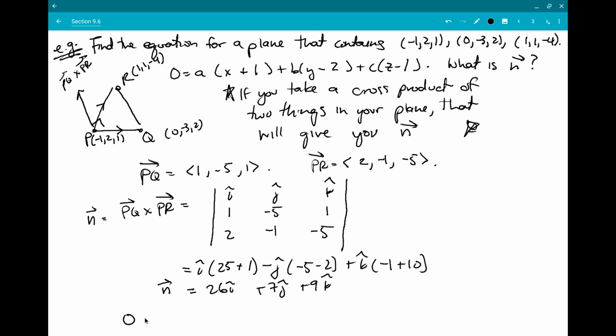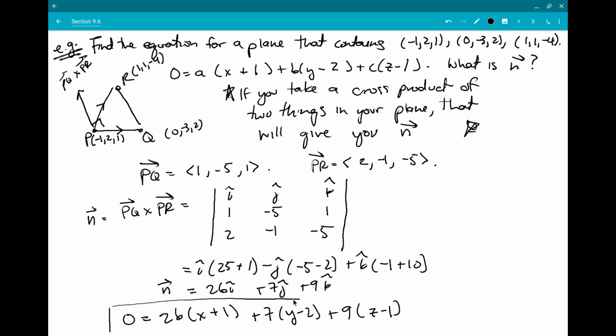But now I know n, so I can go ahead and say, okay, my normal vector is actually given by 26, 7, 9. So my equation for my plane is 26 times x minus x0, so plus 1, plus 7 times y minus y0, that's y minus 2, plus 9 times z minus z0, that was my z minus 1. And that right there is the equation for this plane. And if you follow through these same steps, you'll be able to do that problem for your participation in web work. I'm going to go ahead and talk through a couple other ways that you might need to find normal vectors.